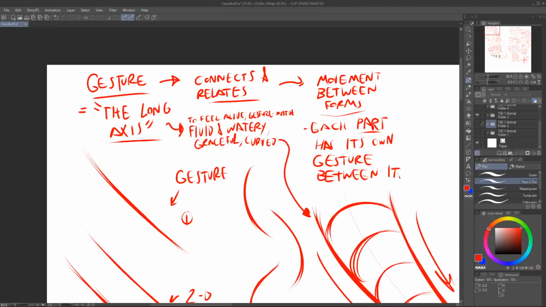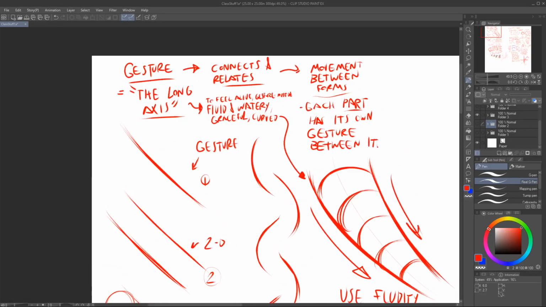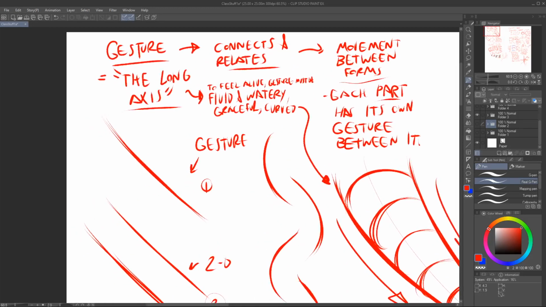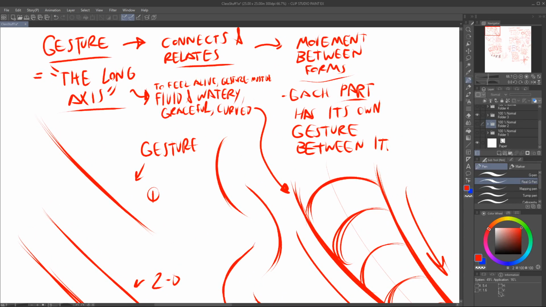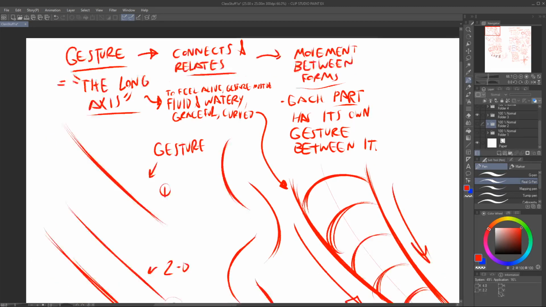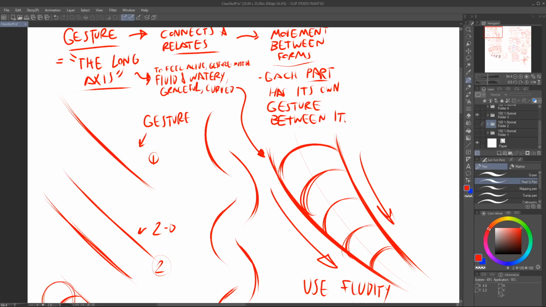So, now that we've gotten over gesture, now that we've gotten over structure, here's what gesture is. Gesture is essentially finding the longest axis at its core. A gesture is about connecting and relating the movement between the forms. It's the secret sauce that drives your 3D forms and your figure drawing. To feel alive, gesture must be fluid, watery, graceful, and curved. Each part of a figure has its own gesture between it.